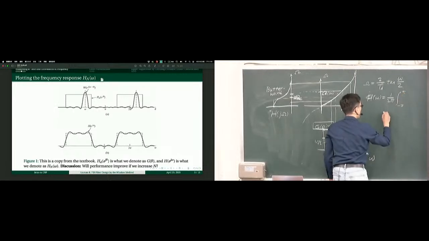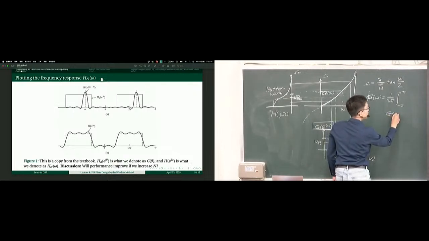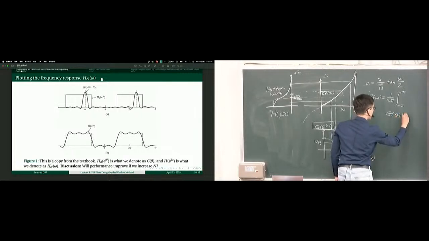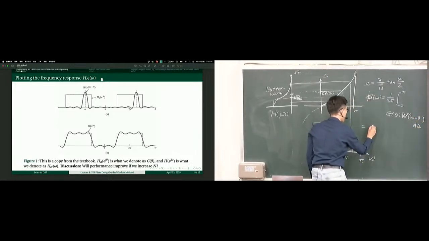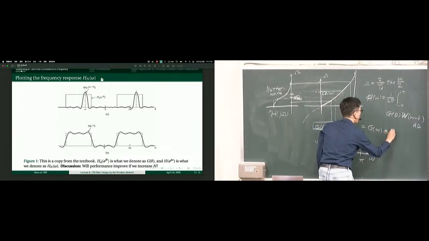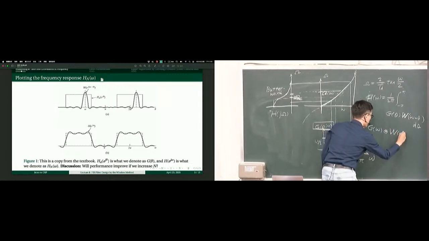G is my ideal response, G of theta. And we need to flip and shift W. Flip and shift W: W of omega minus theta, d theta. And we say this is G of omega circularly convolved with W of omega.